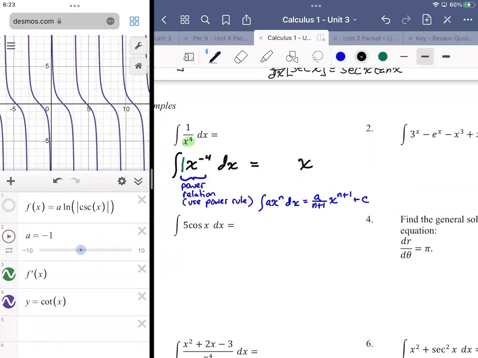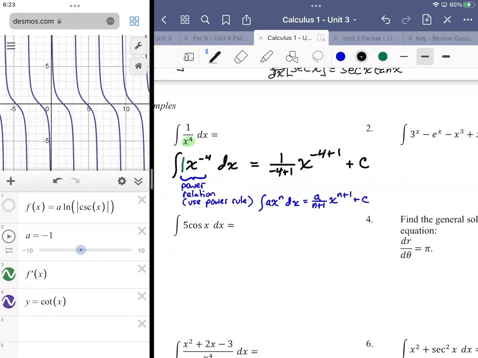So x raised to the -4 plus 1. Again, the power rule for derivatives: take the power, multiply it by the coefficient, reduce the power by 1. So I did the opposite of the power part of it, where I increased the power by 1. Instead of multiplying by the coefficient, I'm going to divide into the coefficient. So 1 over -4 plus 1, all plus c.